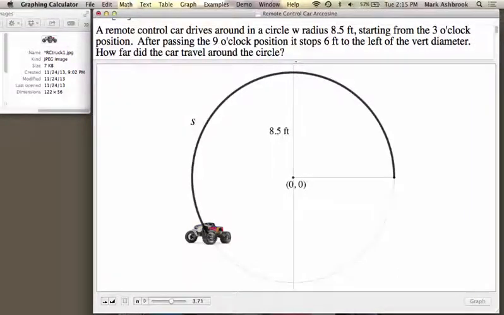Our remote control car drives in a circle with radius 8.5 feet, starting from the 3 o'clock position. After passing the 9 o'clock position, it stops 6 feet to the left of the vertical diameter. How far did the car travel around the circle in feet? Can you do it? Pretend it's a test question.